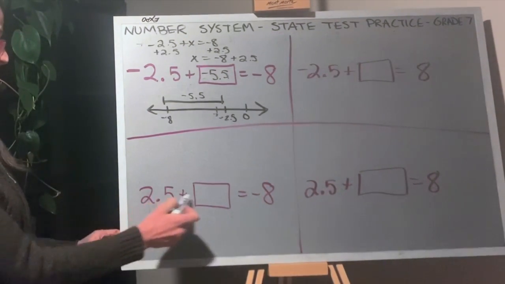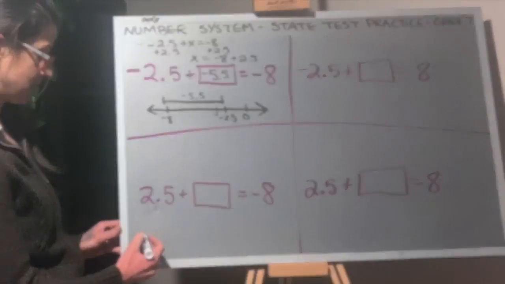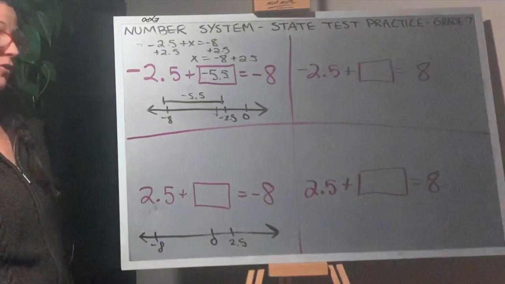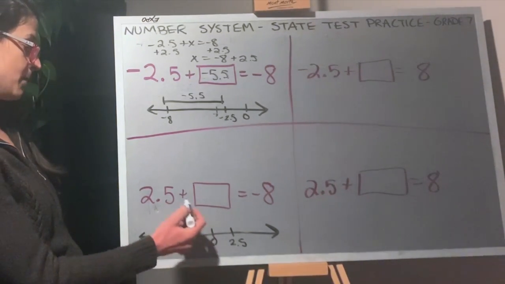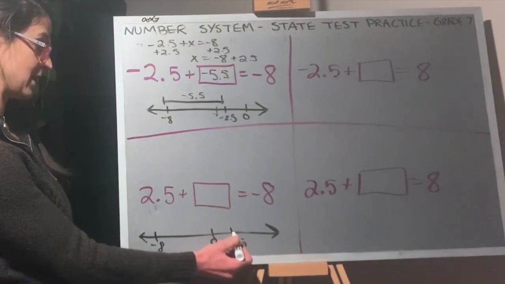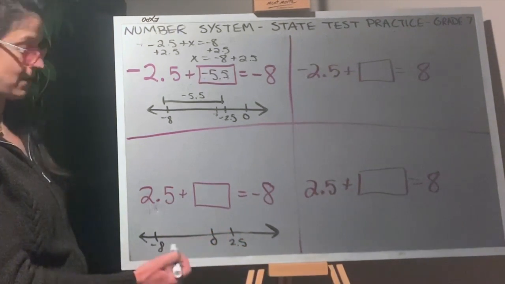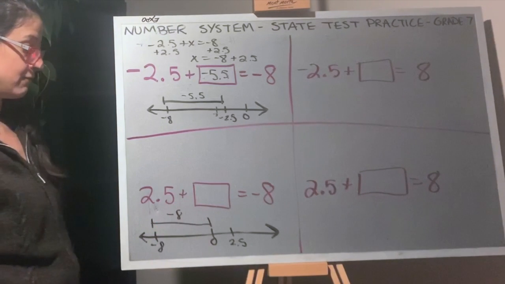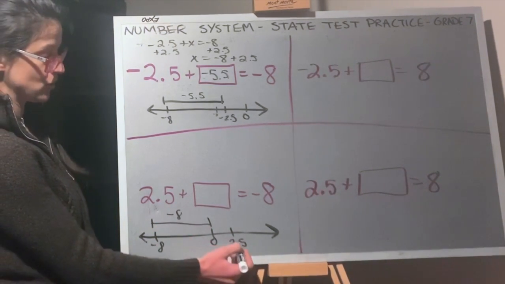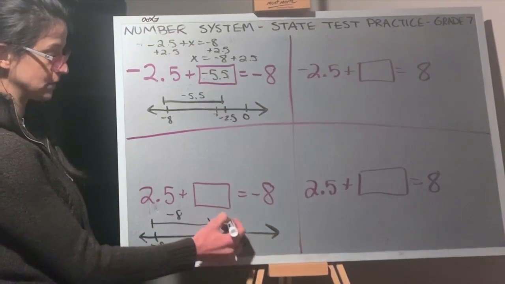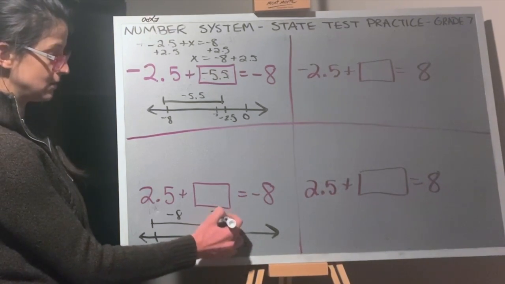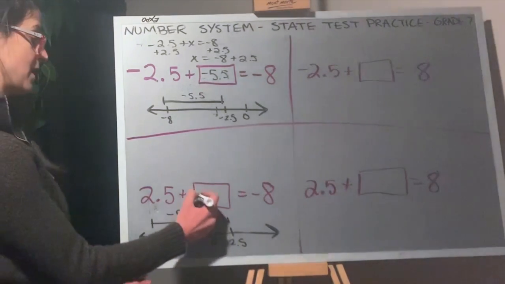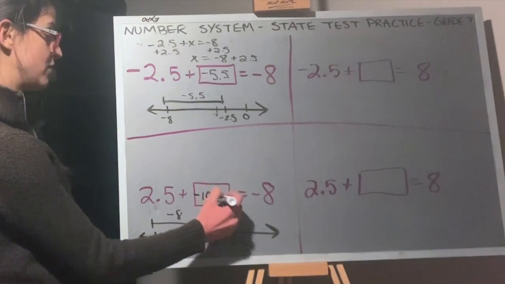Moving on, 2.5 plus what equals negative 8. Now my addend and my sum are on opposite sides of 0. So I need to think about what am I going to add to 2.5 to get over 0 and to negative 8. I know from 0 to negative 8 will be negative 8. And then to get from 0 to 2.5, that's going to be negative 2.5. So the sum of negative 8 and negative 2.5 is negative 10.5.